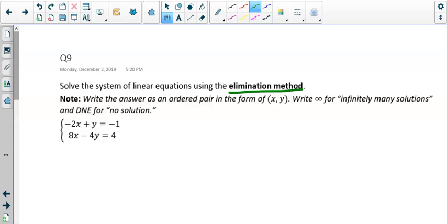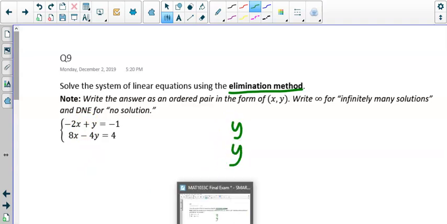You're going to have to choose a variable. Pick one, my friend. 4 is not a variable. Pick a variable. All right, so we're going to get rid of the y's. So that means I need to turn these y's into the same number, one positive, one negative. Well, the cool thing is I have the positive and negative, right? I just got to make them the same number.